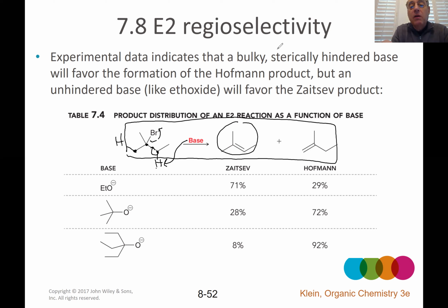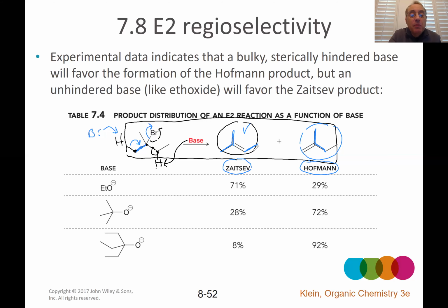The base could, of course, also form a bond to that beta hydrogen. Then the electrons would come in here to form a double bond. The leaving group gets kicked out. In that case, the double bond forms here, and you form this product. This product, you see, there's one alkyl group, two alkyl groups, three alkyl groups attached to the double bond. Whereas this one, you have one alkyl group, two alkyl groups. So remember that the alkene with the greater number of alkyl groups attached to the double bond is the more stable one. So this is more stable, and the more stable product is called the Zaitsev product. The less stable product is called the Hofmann product.